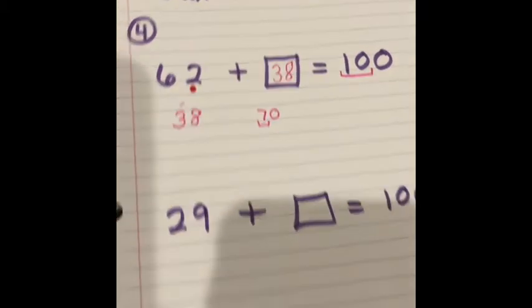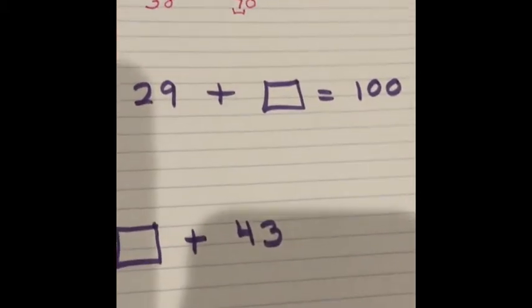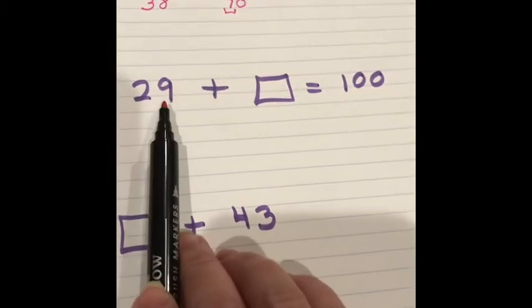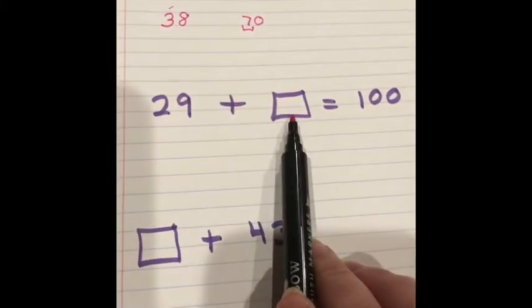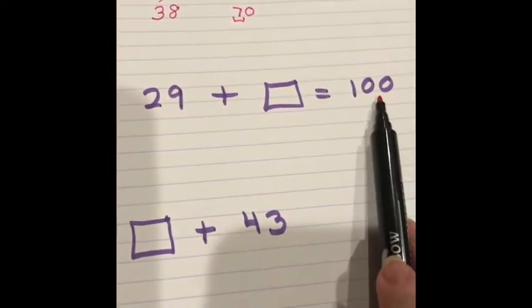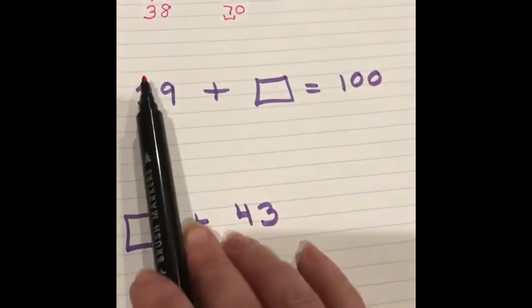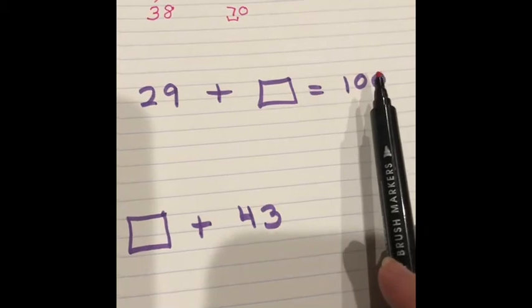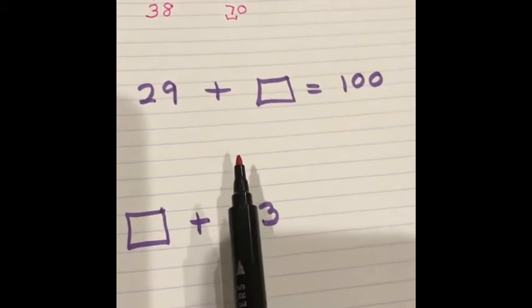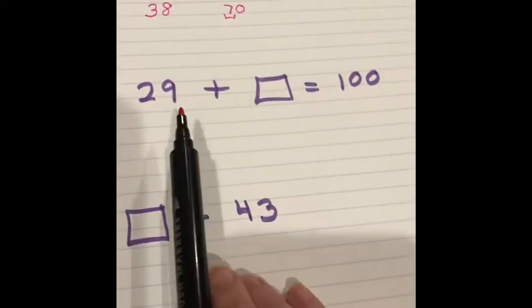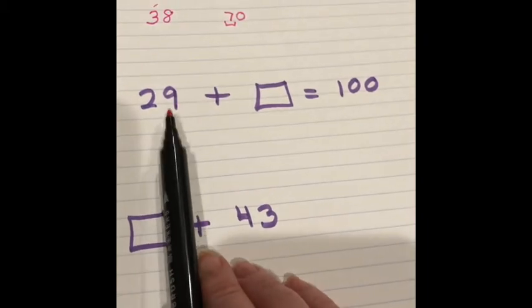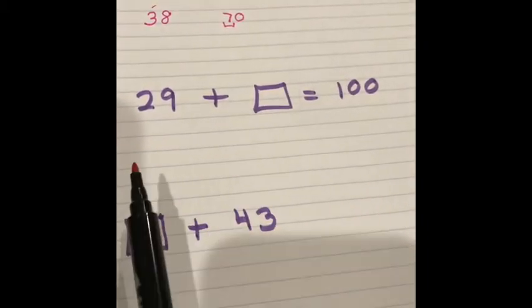And I know it can be a little bit tricky. Let's look at this one. 29 plus a missing addend equals 100. So I could use the inverse operation with these two numbers, and that would be fine. Or I can try counting up. So I'm finding out how much is between 29 and 100.